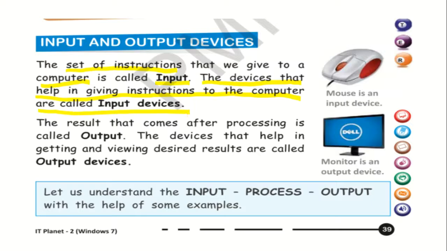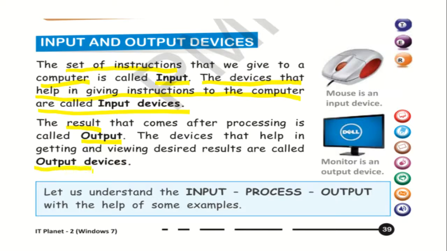Now it's time for output and output devices. Let's read. The result that comes after processing is called output. The result that we get after the processing that has been done is called output. So output is what? Output is the result. The device that helps in getting and viewing desired results are called output devices.